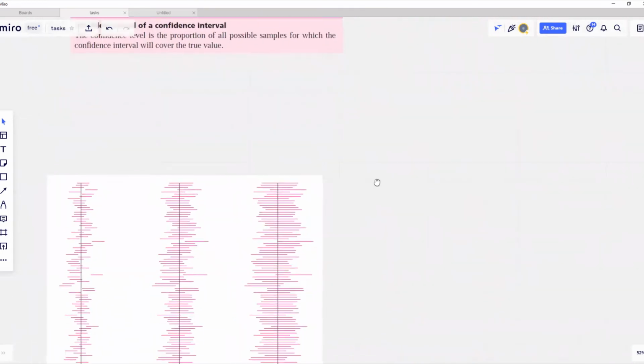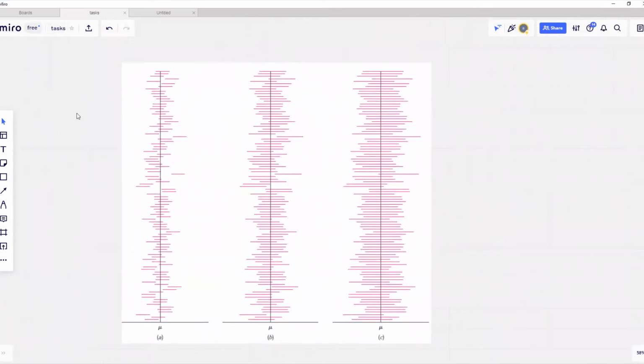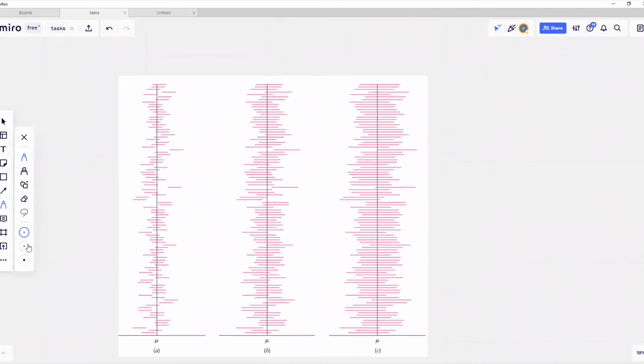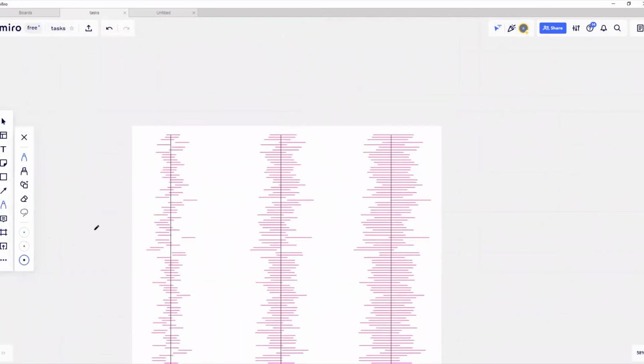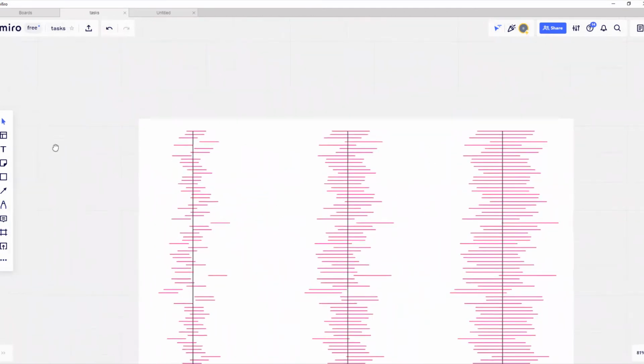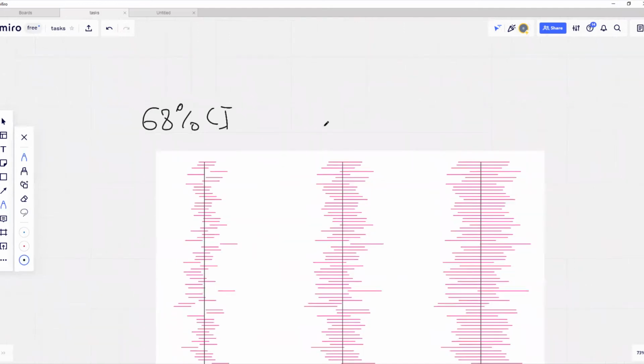Now let's take a look at the following three cases. In the first case, we have a critical level of 68%, so a 68% confidence interval. In the middle, we have a 95% confidence interval. And in this case, we have a 99.7% confidence interval.